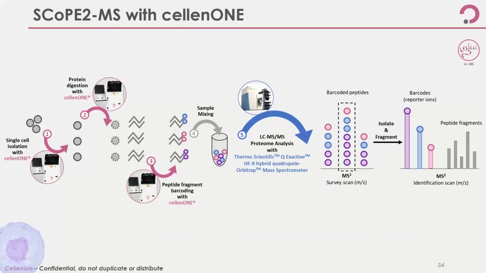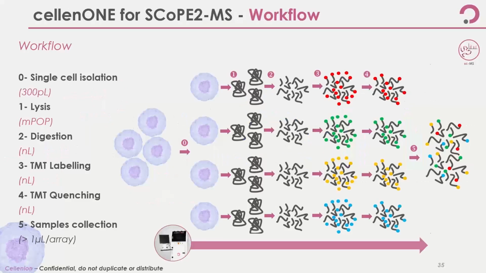What we propose is to use the CellenONE to achieve all the steps of the sample preparation, so isolation of the single cell, as well as protein digestion, peptide fragment barcoding before the sample mixing. So if we have a closer look with the CellenONE, it should look like that. A single cell can be isolated using our machine, as well as the steps of digestion, TMT labeling, quenching before sample pooling. So using the CellenONE, one shall be able to reduce the volumes from a few hundred nanoliters to tens of nanoliters, so as to reduce the volume for the sample collection to be at the end less than 1 microliter per array.